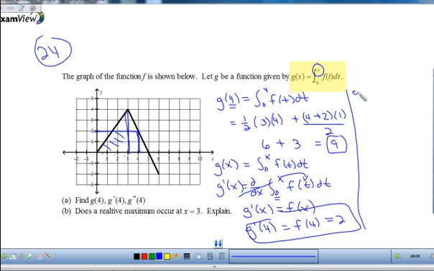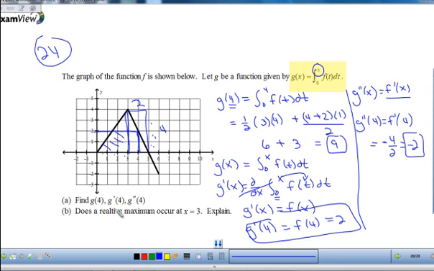And then once again, to find the second derivative, I'm going to take the derivative of the right side. So this means find the derivative of f at 4. So that just means find the slope of the line. So the slope is rise over run. So my slope is negative 4 over 2, or negative 2.